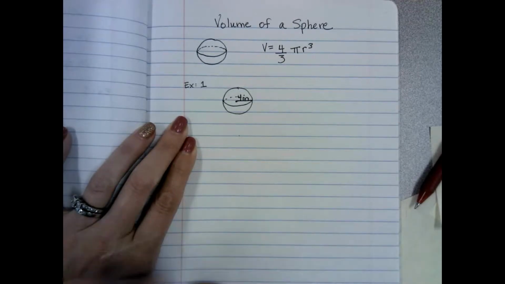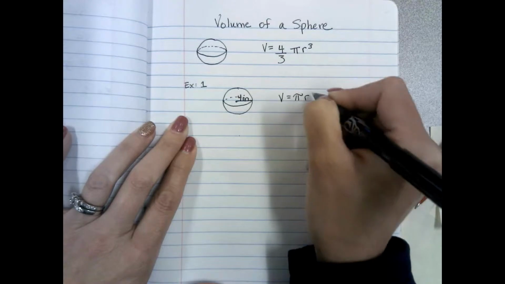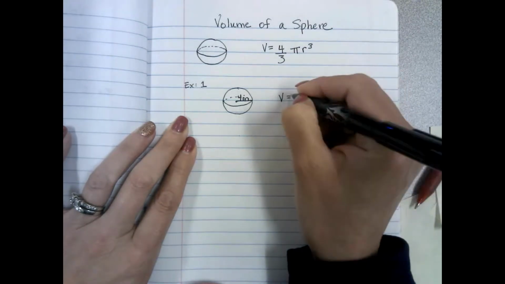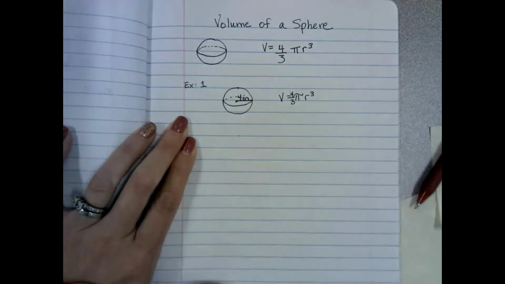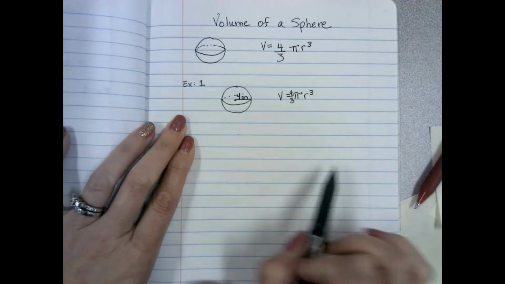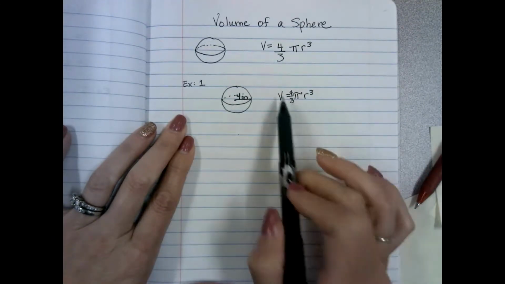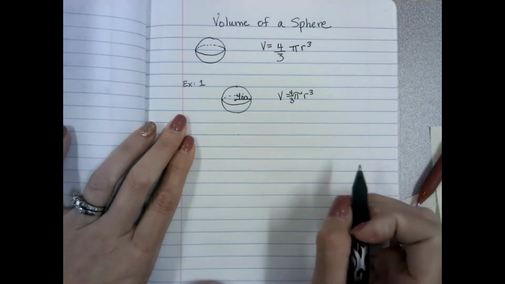We're going to start by writing down the formula. Volume equals 4/3 pi r cubed. And that's why it's important that you write it down, because you don't want to leave out an important piece of information. Volume equals 4/3 pi r cubed. Let's substitute in what we know.